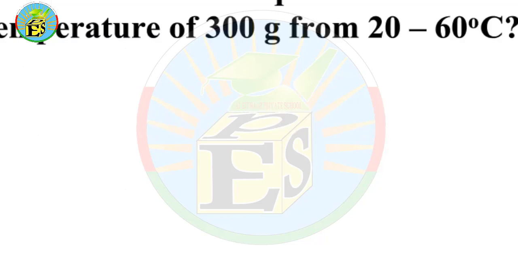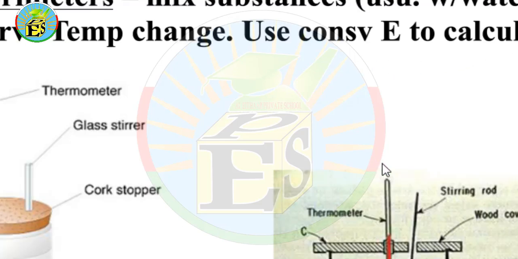Another exercise: the specific heat capacity of water is 4200 joules per kilogram Celsius. How much heat will be required to raise the temperature of 300 grams of water from 20 to 60 Celsius? This experimental method determines specific heat capacity. We use calorimeters, mix substances, use stirring, observe the temperature change, and use conservation of energy to calculate the specific heat capacity.